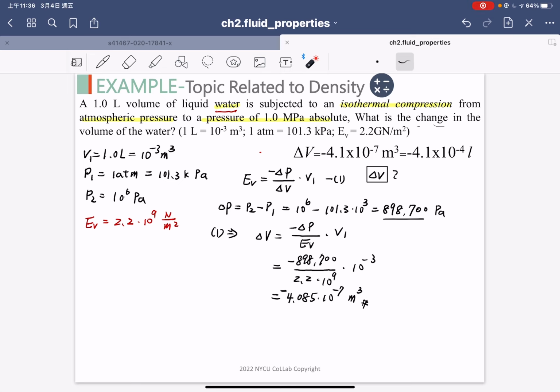So for 1 liter of water, you do the compression, but the volume change is quite small, like the number showing here. That indicates that liquid water is difficult to compress. The volume cannot be changed a lot, right?